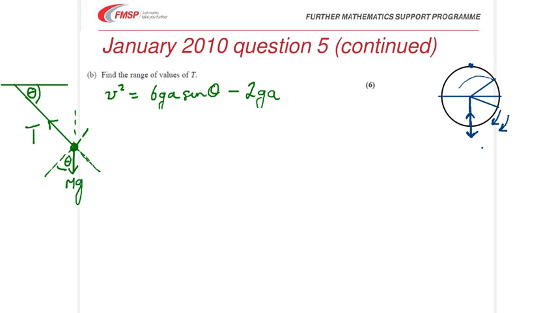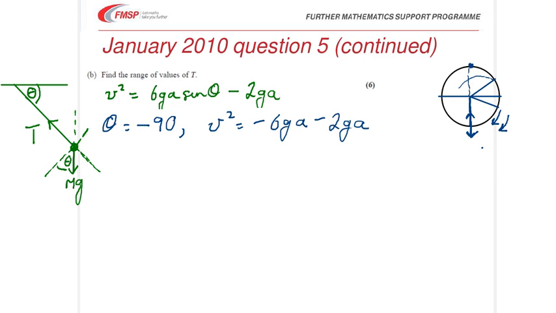So let's check whether it does a complete circle, because using the information that the string remains taut, all we have to check is whether there's a v squared at the top. So let's put theta equals, I'll use minus 90, either minus 90 or 270, to get up to this top point here. V squared there would be minus 6ga, well, it's negative.